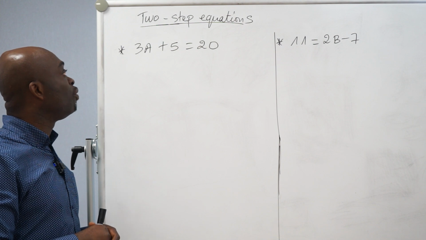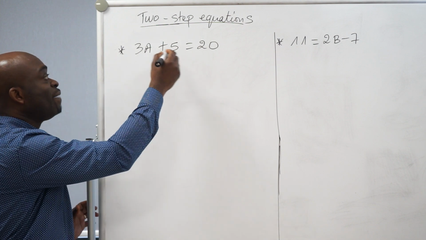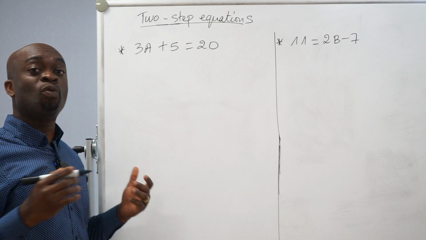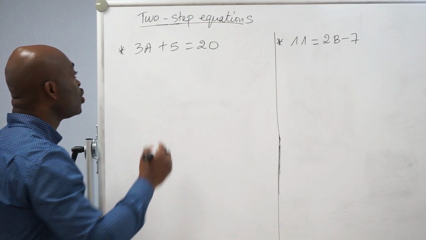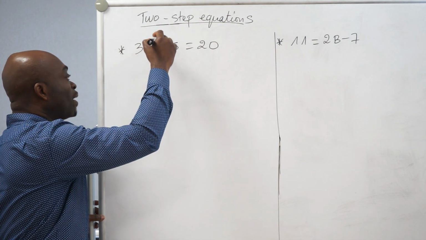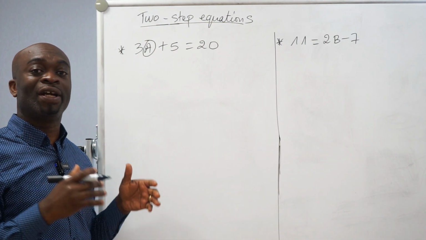So now we have 3a plus 5 equals 20. Okay? 3a plus 5 equals 20. So now what are we solving for? The concept stays the same when it comes to equations. So that is a, okay? So a is my target. At the end of the day, I want a by itself.